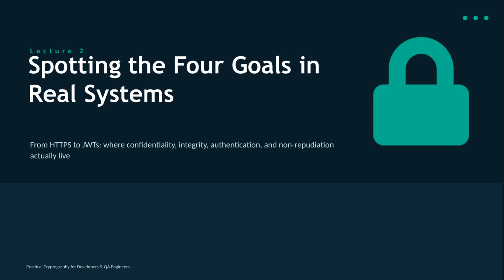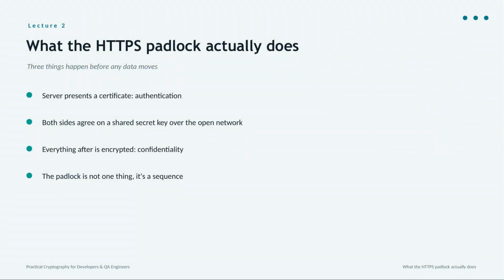We're going to take everyday systems that you already use, open them up, and watch those 4 goals and how they actually show up in real-life software. By the end, you'll do a short exercise where you name the goal behind the real features yourself. Let's start with the one you hit every single day: HTTPS.